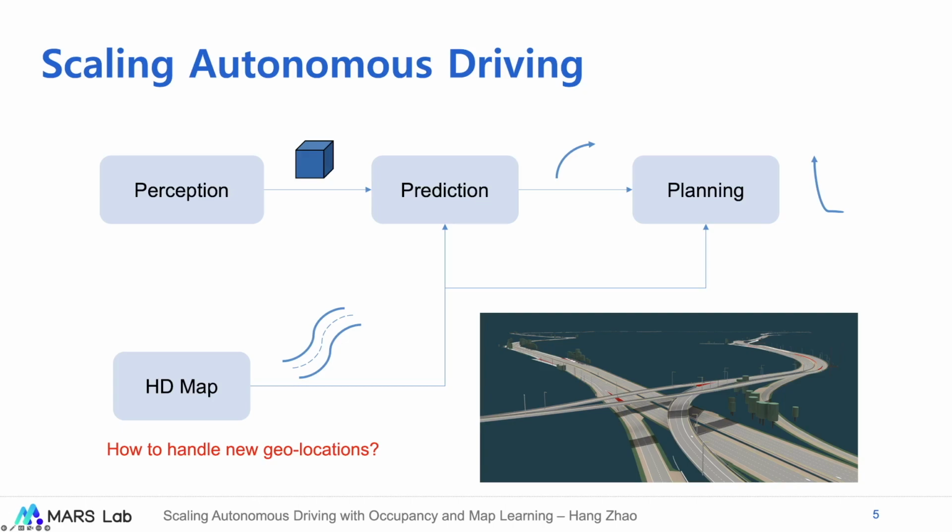The second question is about the high-definition map module. We definitely want our self-driving cars to travel around the world. However, these high-definition maps are all annotated manually by human beings. If we rely on human-annotated HD maps, how do we handle new geolocations?